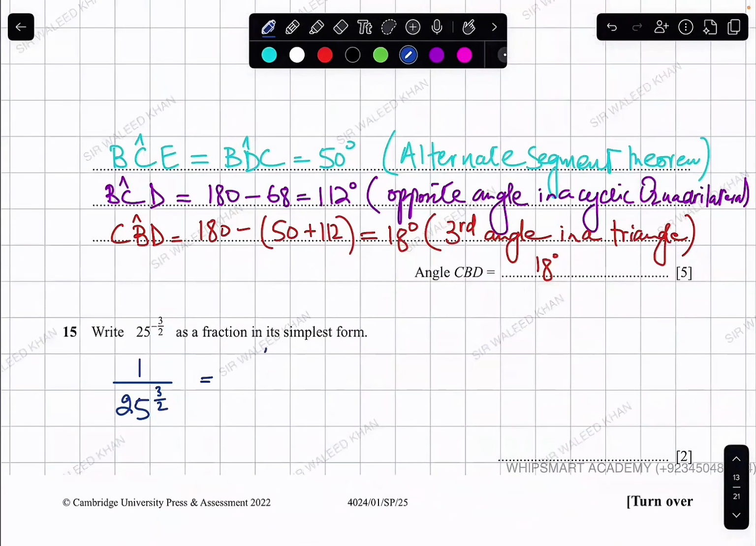Now, I can write 25 as 5 square. So I will write it as 1 over 5 square whole power 3 by 2. Now, the power outside the bracket multiplies with power inside the bracket. So 2 into 3 by 2. The 2 and 2 cancel out, and we are left with 5 cube. So we have 1 over 5 cube, which is the same as 1 over 125.